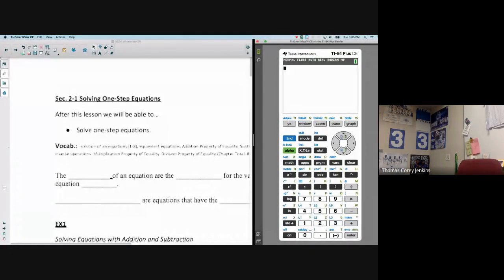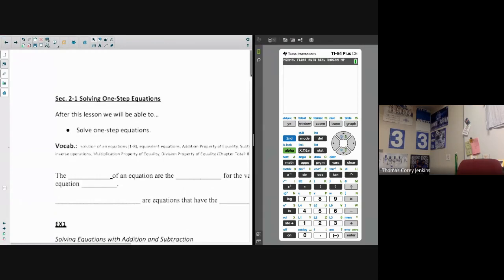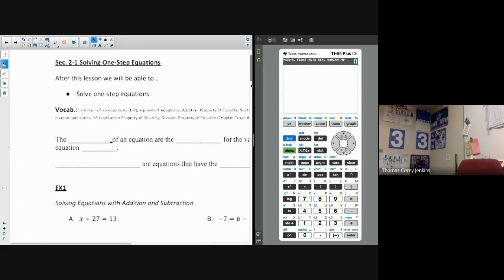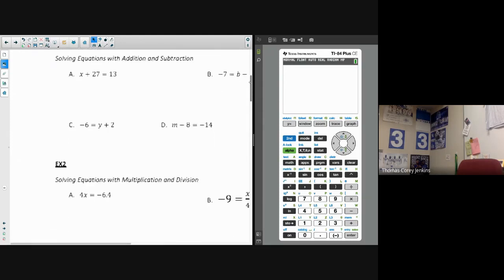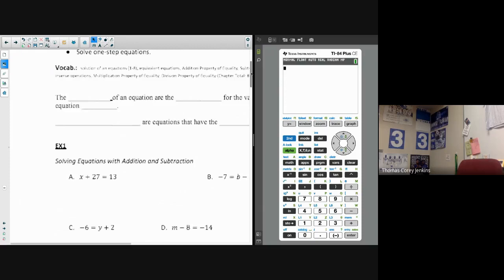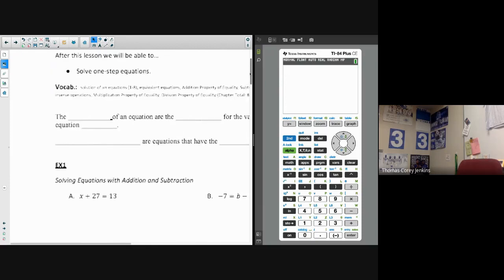All right, so this is section 2-1, solving one-step equations. So just some definition stuff here to start. If I can get all this to work. And you guys will have to, I know you always hear me say bear with me, but the scroll bar on this thing doesn't work real great, so you'll see me struggle with that a little bit, so be patient on that. But it says the blank of an equation, so that would be solution or solutions.